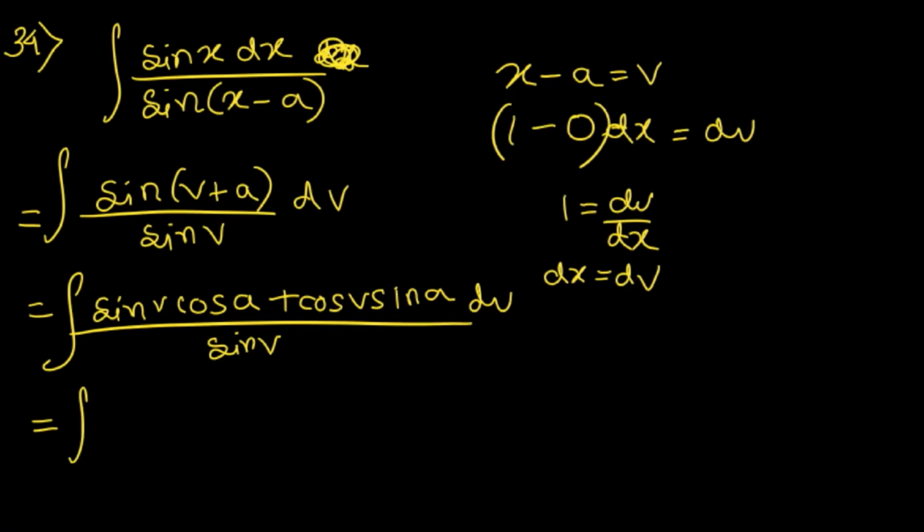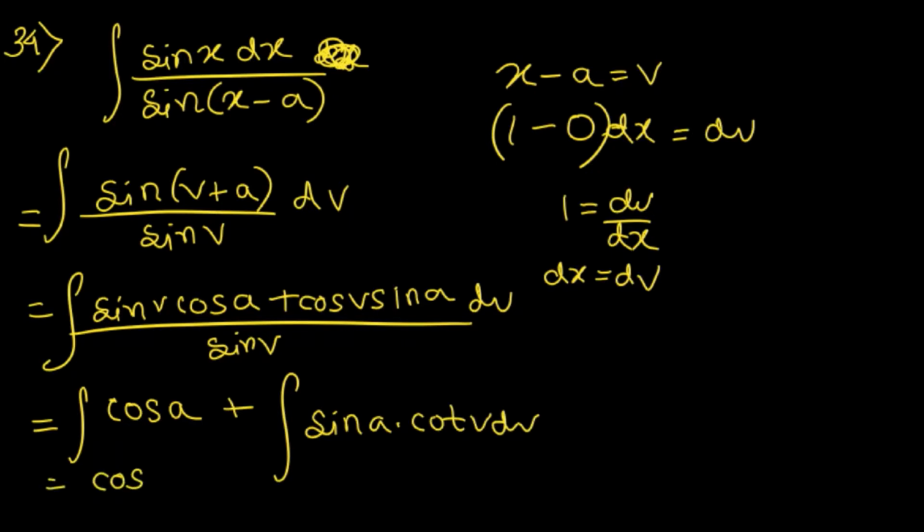So it gives integration of, sin v terms get cancelled, cos a by integration of, if you take this term with this term, sin v by cos v, it gives nothing but sin a into cot v dv. So integration of cos a will come out in terms of dv. So cos a into v plus integration of sin a, sin a is constant, so sin a will come out. Integration of cot v gives log sin v plus c. This is the answer.